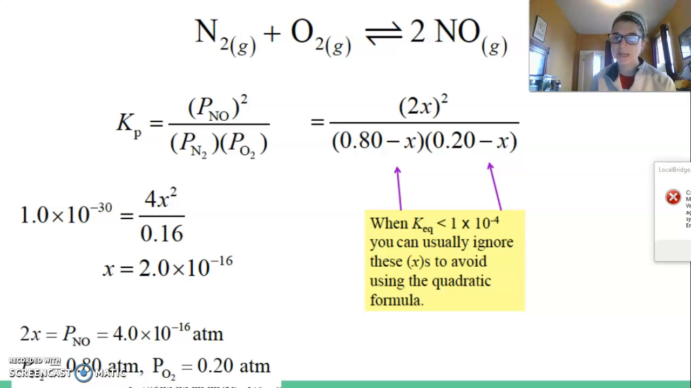So if you think about it, if you take 0.80 minus x, and x is equal to 2 times 10 to the negative 16, based on sig figs, we're only reporting to 2 decimal places anyway. So we're going to report it as 0.80, even though it's really probably 0.7999999, whatever.